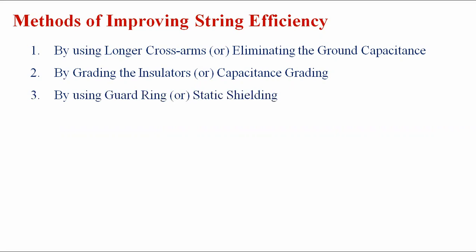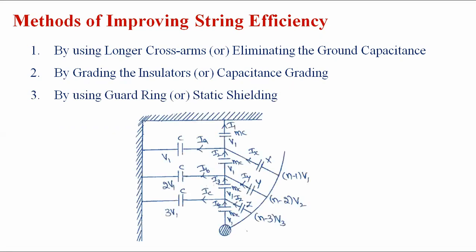And the third one is by using the guard ring or static shielding. This is the guard ring or static shielding. One capacitance represents insulator to insulator, that is the mutual capacitance or self capacitance, represented by MC. The currents are represented by I1, I2, and then I3, I4. And the capacitance between the supporting structure and the insulator acts as the shunt capacitance. The currents are represented by IA, IB, and then IC.